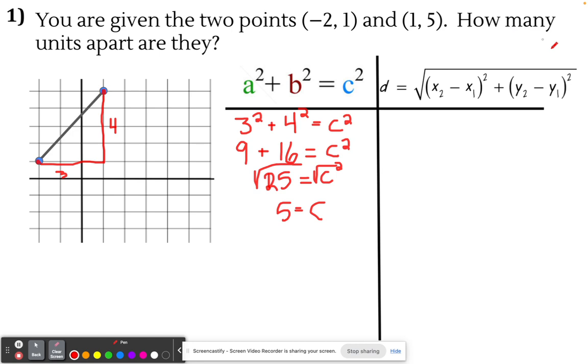Now, this is the distance formula. Let's see if you notice anything about these. See if you see any resemblance between these two things. Distance formula says I'm going to take the square root of the distance between my x's. So in this case, I have 1, 5. And in this case, I have -2, 1.